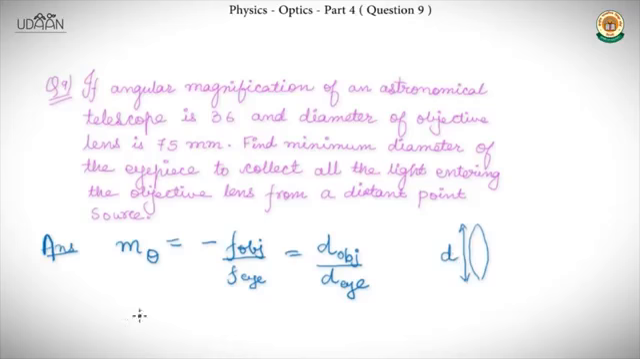So from the question, 36 should be equal to the diameter of the objective, which is 75, by the diameter of the eyepiece. So this will give me the diameter of the eyepiece as approximately 2.08 mm.